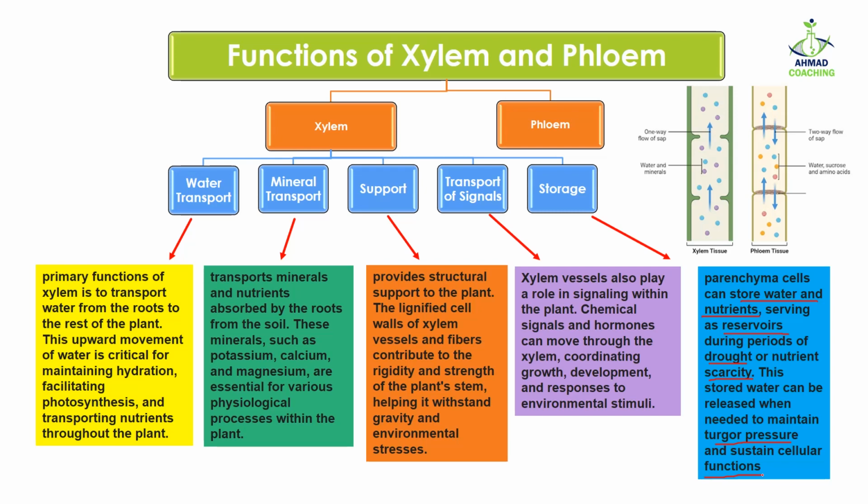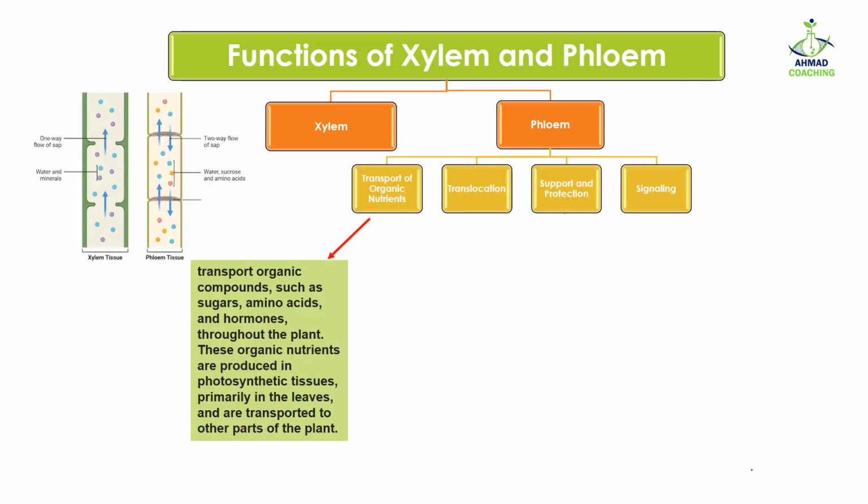Let's talk about the functions of phloem. Phloem also performs different functions in the plants, including transport of organic nutrients, translocation, support and protection, as well as signaling. The main and primary function of phloem is the transport of organic nutrients such as sugar, amino acids and hormones. They are transported throughout the plants with the help of phloem.